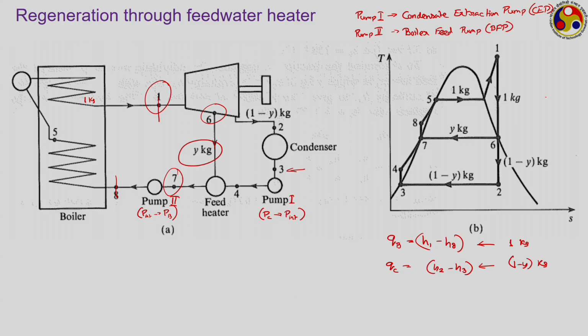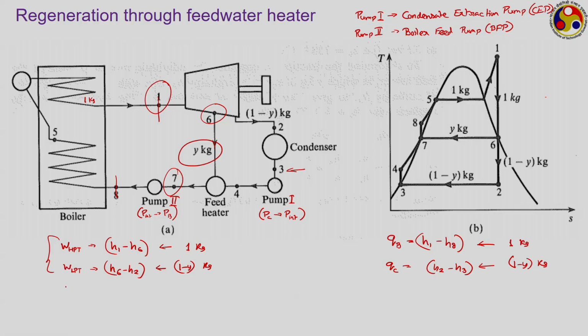And what about the turbines? Now, there are two stages of turbine expansion you can see. In one stage, the high pressure turbine, the change in enthalpy is H1 minus H6, and here it is operating over the entire mass. However, on the low pressure stage, the change in enthalpy is H6 minus H2, but here this is happening over 1 minus y kg. So, if you want to have the total turbine output, you have to consider different mass flow rates for different turbines.